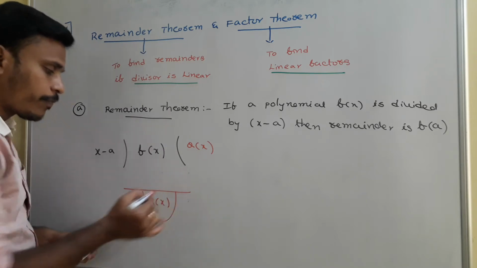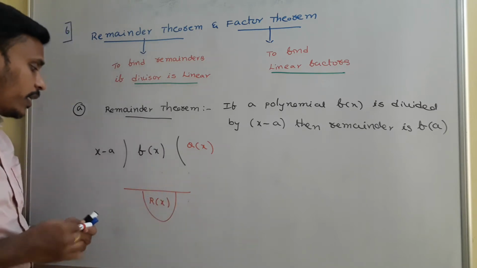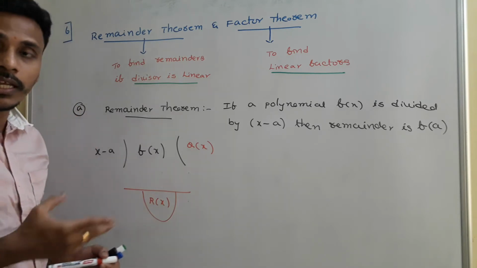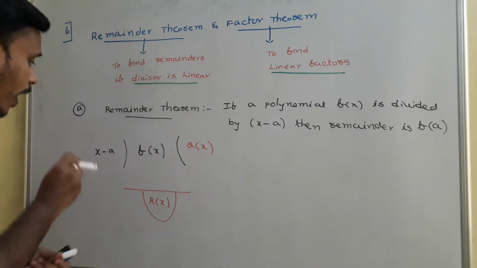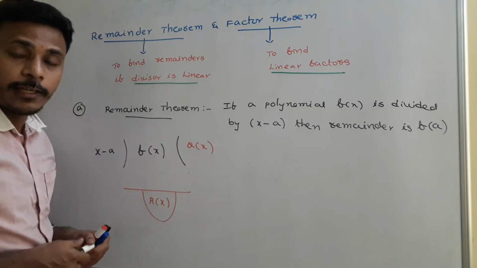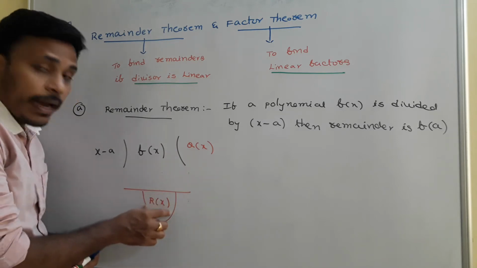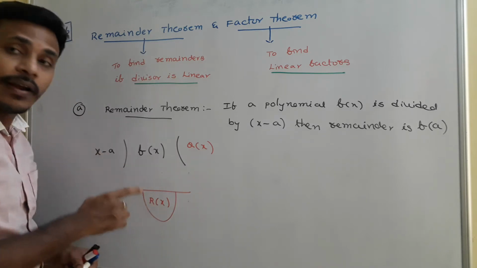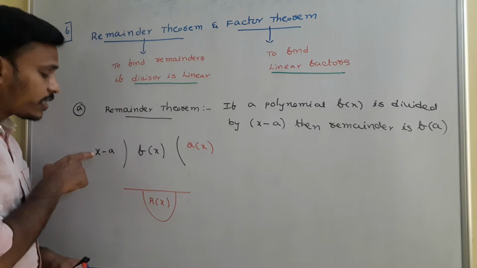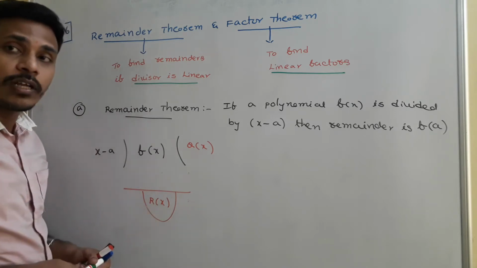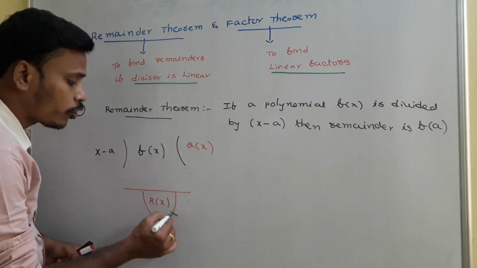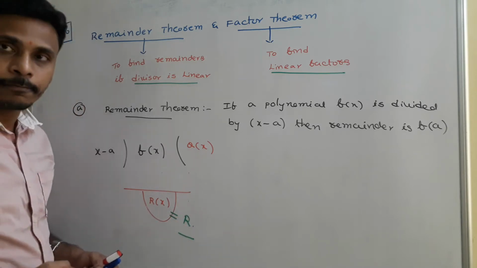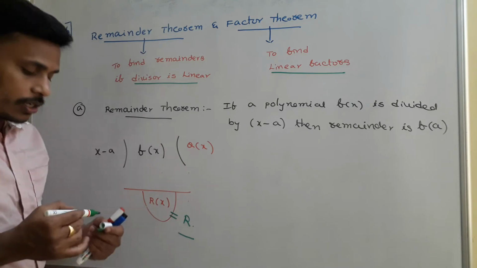But one thing is very clear: here the divisor is linear, of degree 1. Since the divisor is of degree 1, as we know, the remainder's degree is always less than the divisor's degree. It should be of degree less than 1, so for sure it is of degree 0, which in turn means a constant r. So the remainder is a constant polynomial.